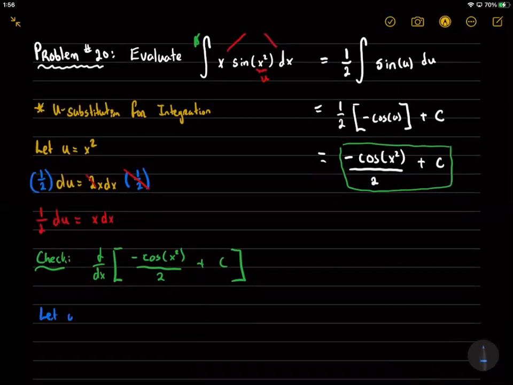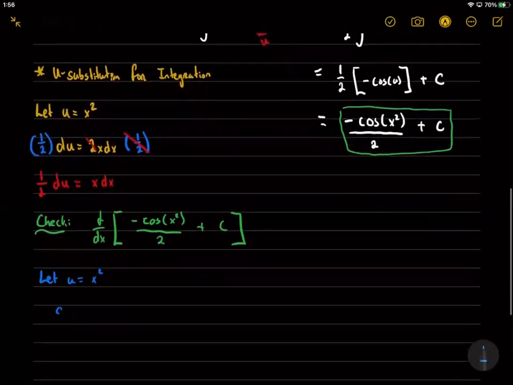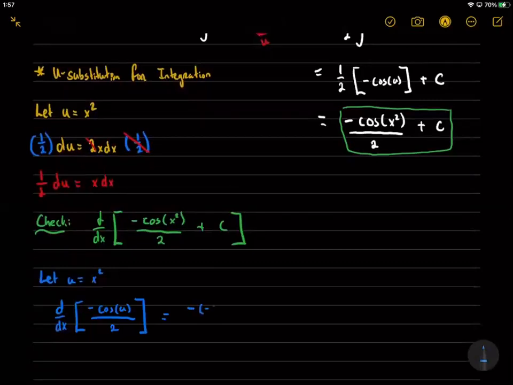So we can let u equal x squared. So if I take the derivative with respect to x of negative cosine of u divided by 2, what we're going to get is the following. The derivative of cosine of u would have been negative sine of u. So we have negative of negative sine of u over 2 times the derivative of your inner function, which will be u prime. So if we know that u is equal to x squared, then that implies that u prime is 2x.